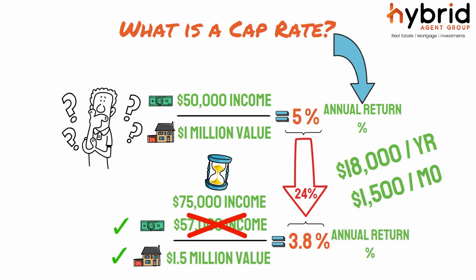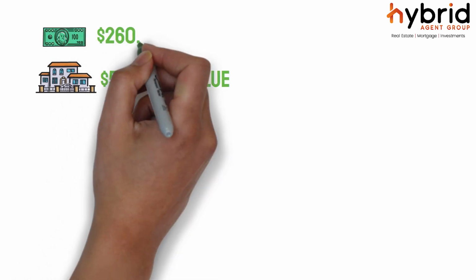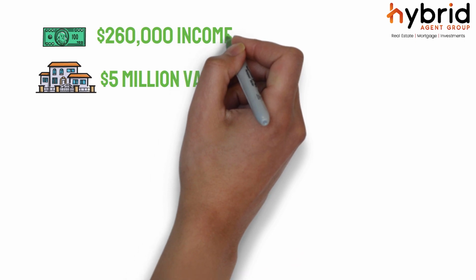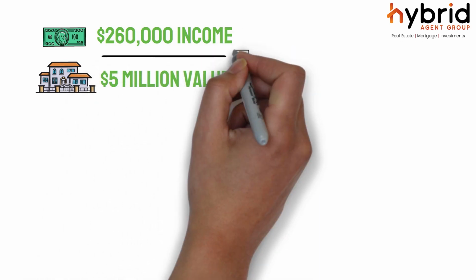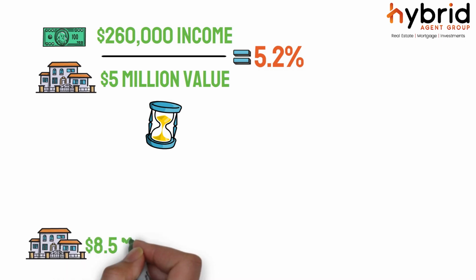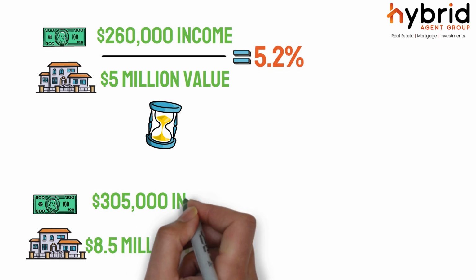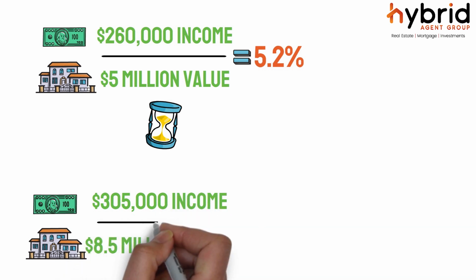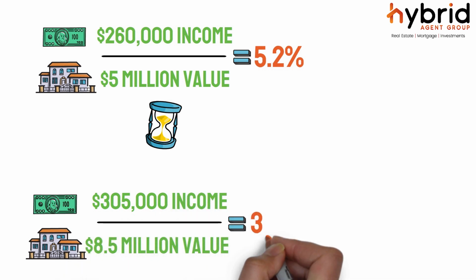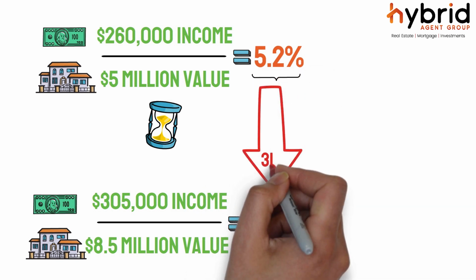The math is even more dramatic on larger numbers. Imagine a multifamily property that was originally purchased for $5 million, producing $260,000 in annual income for a cap rate of 5.2%. But years later, the value is now $8.5 million and rental income has only risen to $305,000 per year. In that case, the cap rate has been compressed to only 3.6%, a massive drop of 31%.